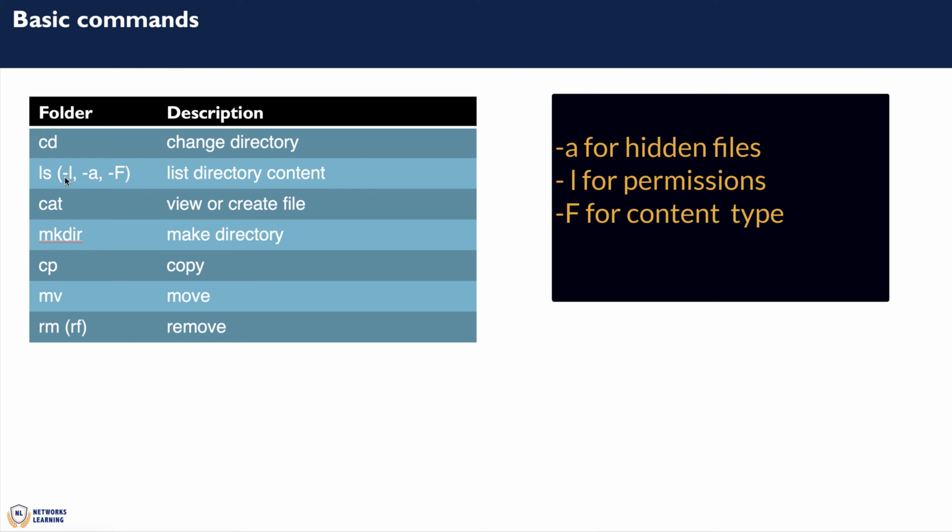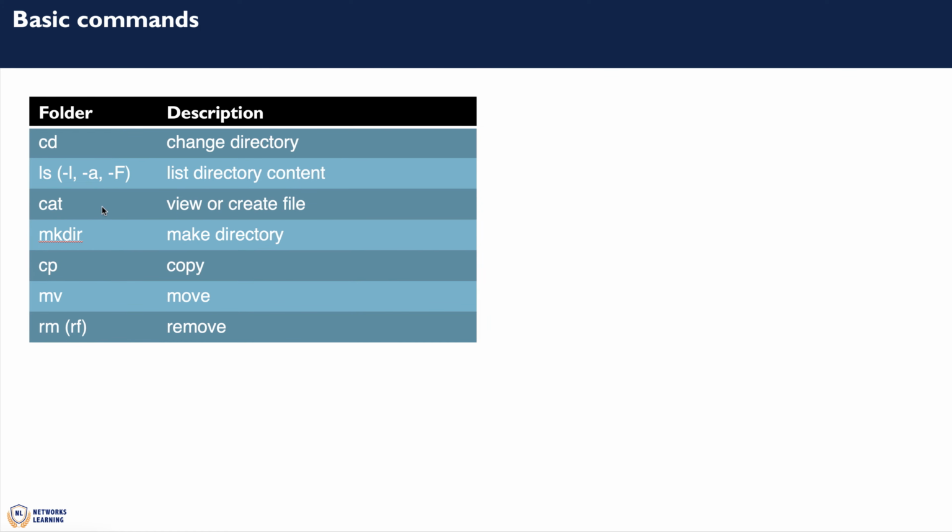If you add a -a, you will see all the files, including the hidden files. If you add a -l, you will see all the permissions of these files and folders. And if you use -F, it will display the files and directories and show you which ones are what. So if it's a file, it will be a file. If it's a folder, it will have the / with it. And then you have cat, which stands for concatenate. And this allows you to view or create files.